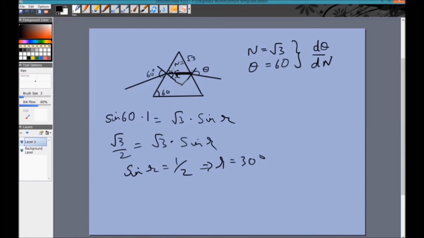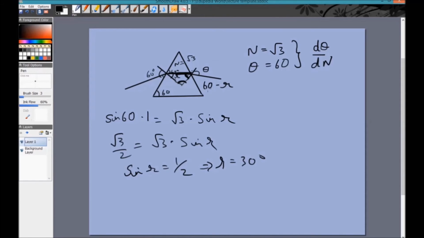In that case, this whole angle is 90 degrees, this is 90 and this is 60. So this angle becomes 120 degrees. But this plus this is 180. So the sum of these two angles is 60 degrees. So if this is R, this is equal to 60 minus R.